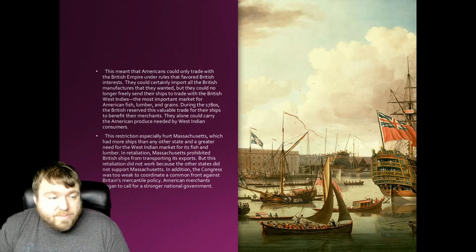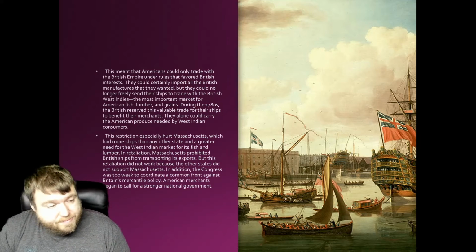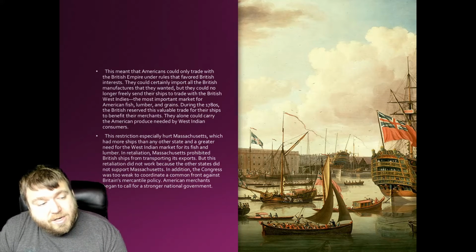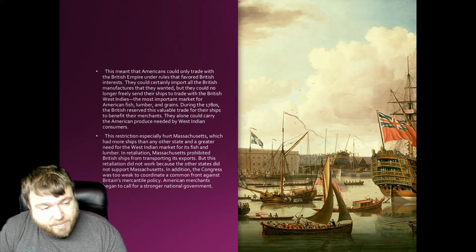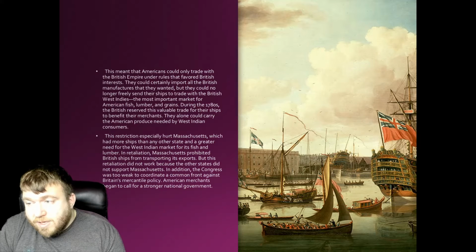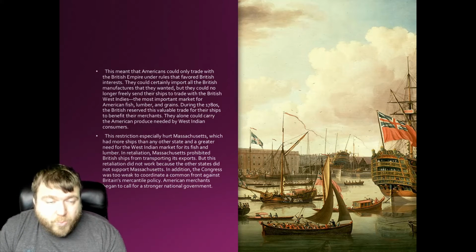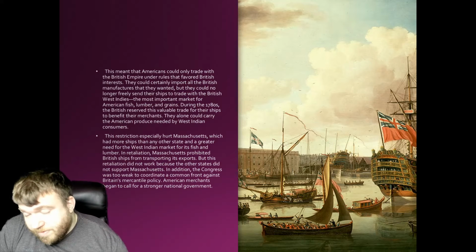In retaliation, Massachusetts prohibited British ships from transporting its exports. But this retaliation did not work because the other states did not support Massachusetts. In addition, the Congress was too weak to coordinate a common front against Britain's mercantile policy. American merchants began to call for a stronger national government. So we're seeing here another weakness of the government under the Articles of Confederation.